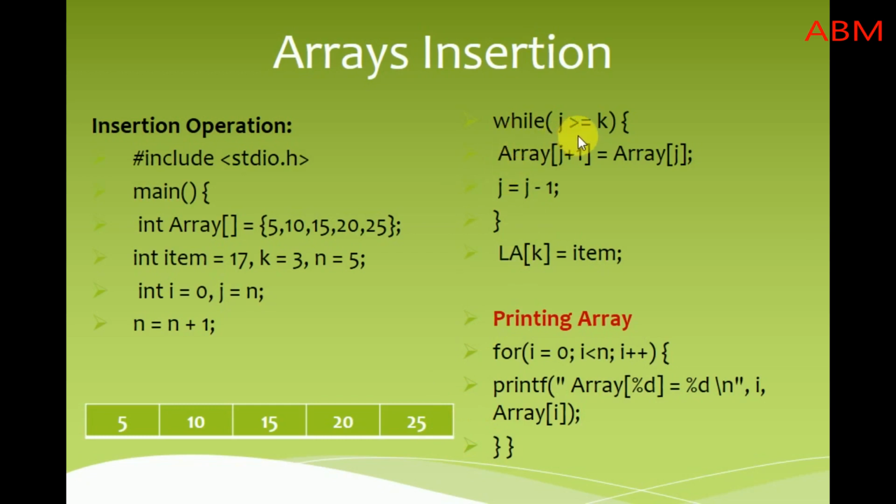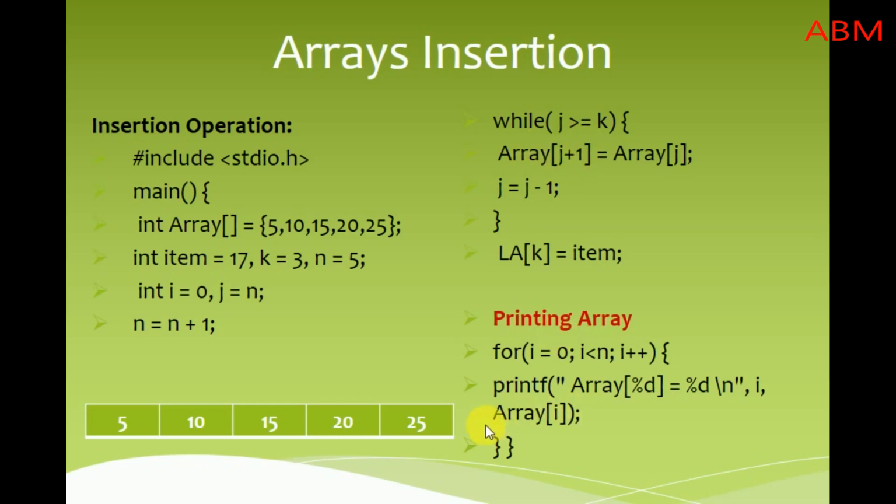While j is greater than or equal to k, here we have initialized j with 5, so j=5 is greater than or equal to k, where k is equal to 3. Yes, 5 is greater than 3. So what I have to do is array[j+1]. Currently j is 5, but now j plus 1 will become 6.